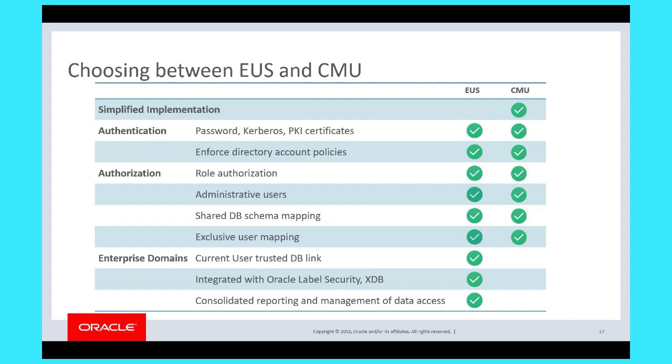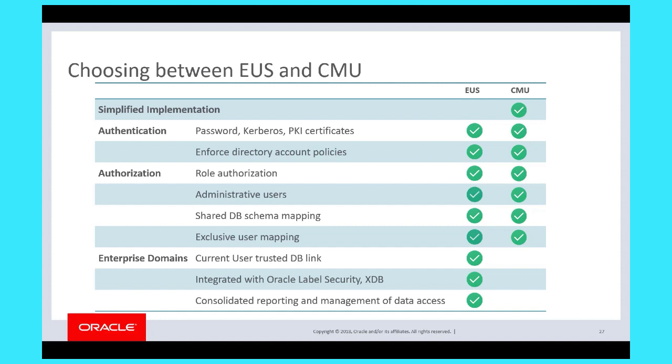Centrally managed users is easier to implement and easier to maintain than enterprise user security. It does functionally most of the things that enterprise user security does. So if you're on 18C, centrally managed users is the right choice, unless you want to do one of the things that CMU doesn't cover. CMU doesn't do database links. If you want to have your database links defined in your directory, you have to do enterprise user security.